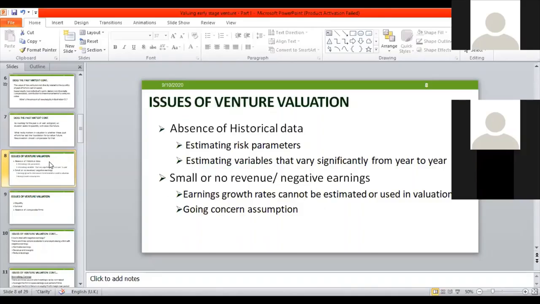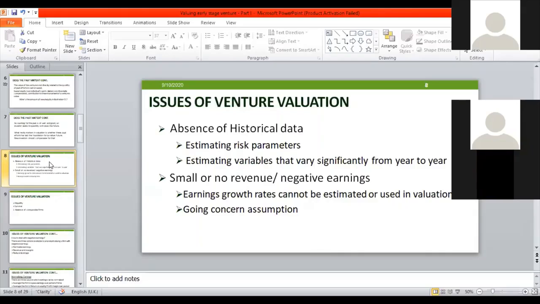So the first issue is absence of historical data. Most of the ventures have a very short history, most probably 1 or 2 years of operating history. So the data availability about the operating activities or financing activities is limited. In valuation, we need to estimate the growth rates, the discounting factors, and the risk parameters. These estimations are very subjective because of the absence of historical data.